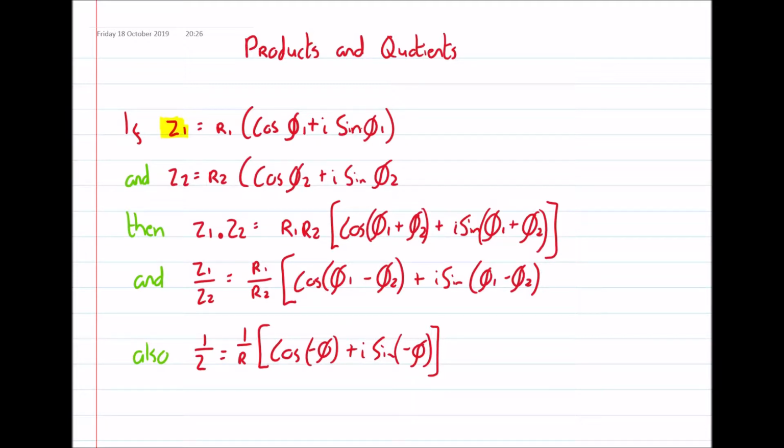If Z1 is R1 (cos theta 1 plus I sin theta 1), now that's what we've learned already, that's in polar form. And if Z2 is R2 (cos theta 2 plus I sin theta 2), then if I multiply Z1 by Z2, I get R1 multiplied by R2, in brackets, cos (theta 1 plus theta 2) plus I sin (theta 1 plus theta 2).